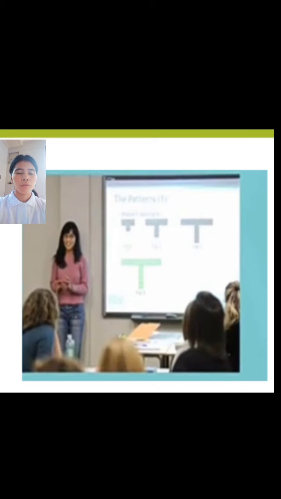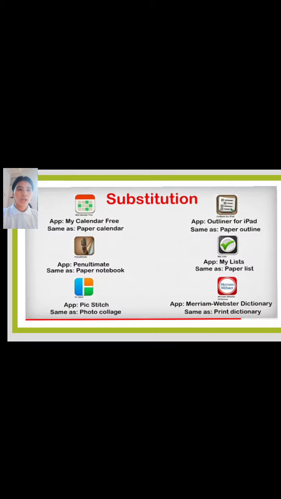In order for us to be familiar with the SAMR model integration in the lesson plan, here I present to you some of the applications that we use, both teachers and students, in the classroom. In substitution, we substitute a paper calendar with an app, My Calendar Free. We also use Penultimate instead of a paper notebook. We can also use Pic Stitch instead of a photo collage. Outliner for iPad is the same as a paper outline. My List for a paper list, and also Merriam-Webster Dictionary, same as a print dictionary.